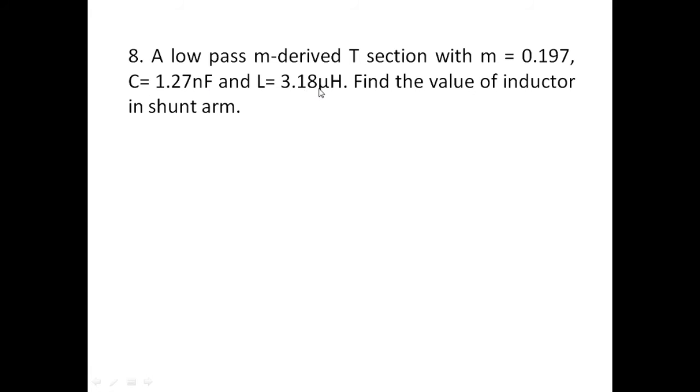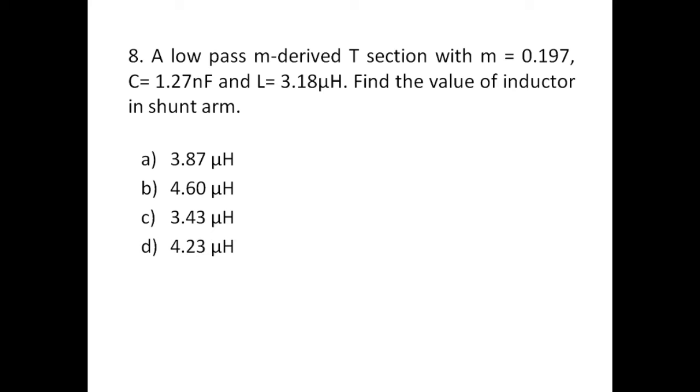Now the eighth question: a low pass m-derived T section with m equal to 0.197, C equal to 1.27 nanofarad, and L equal to 3.18 microhenry. Find the value of the inductor in the shunt arm. Okay, so the inductor in the shunt arm, and this is the low pass filter. In a low pass filter, first there is an inductor, and in the shunt arm there is a capacitor as well as one inductor, so we have to find the value of that inductor. The options are 3.87 microhenry, 4.60 microhenry, 3.43 microhenry and 4.23 microhenry, and I will show you the answer and the procedure. The answer is 3.87 microhenry.